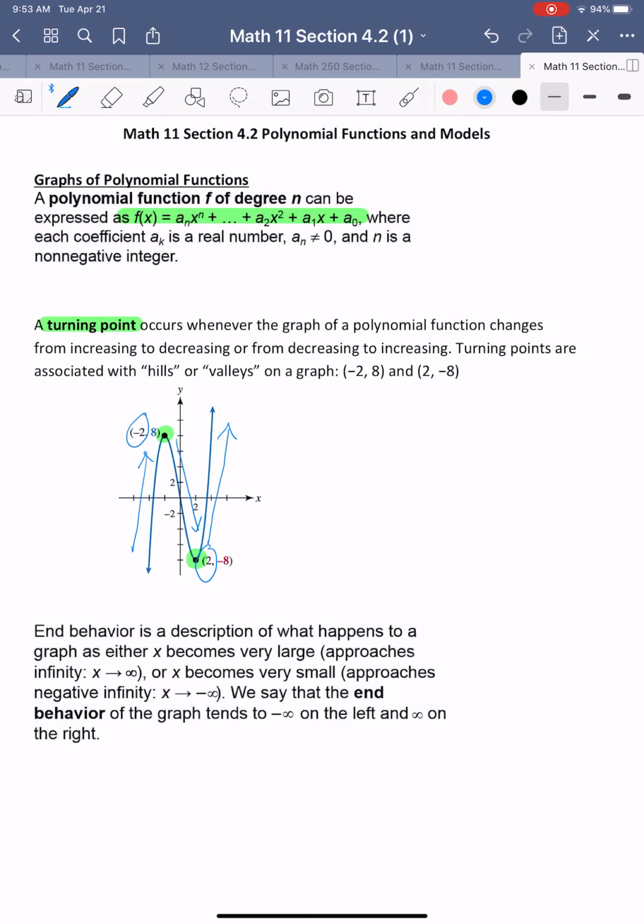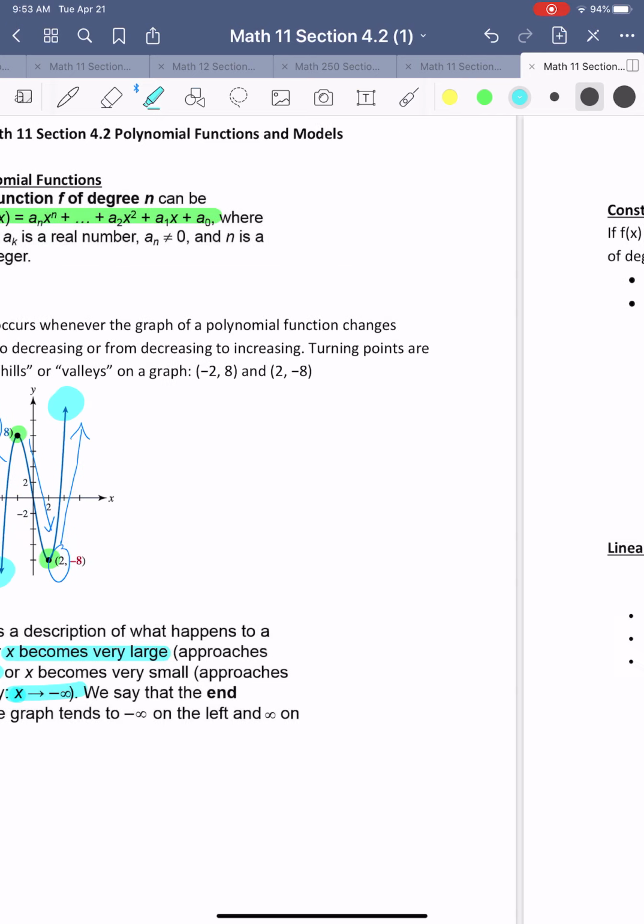And also the end behavior. When you look at the arrows on both sides of the graph, we can find the end behavior. End behavior is what happens when x approaches positive infinity and when x approaches negative infinity, and then we say what f of x does, which is the y value. All right, let's look at the next page.